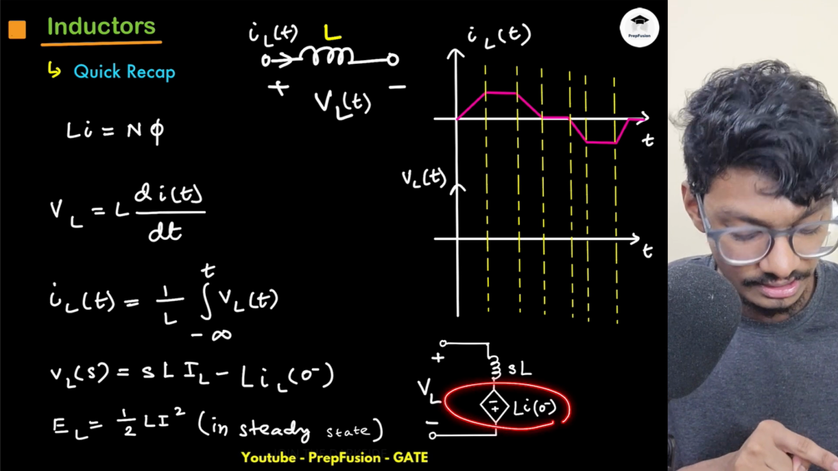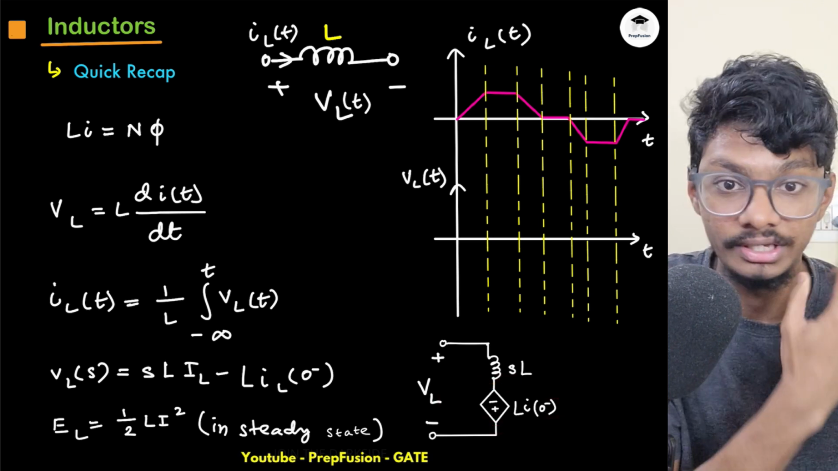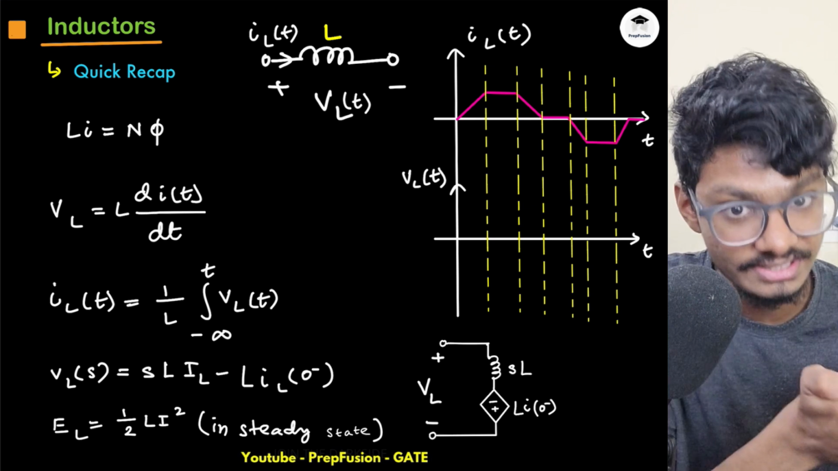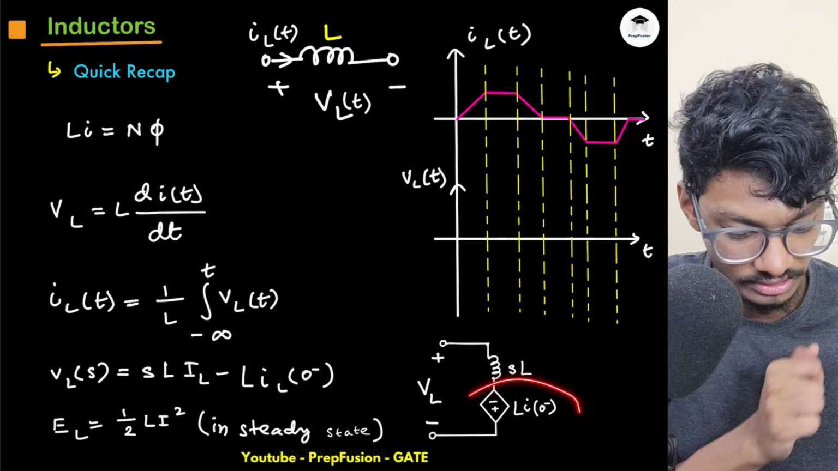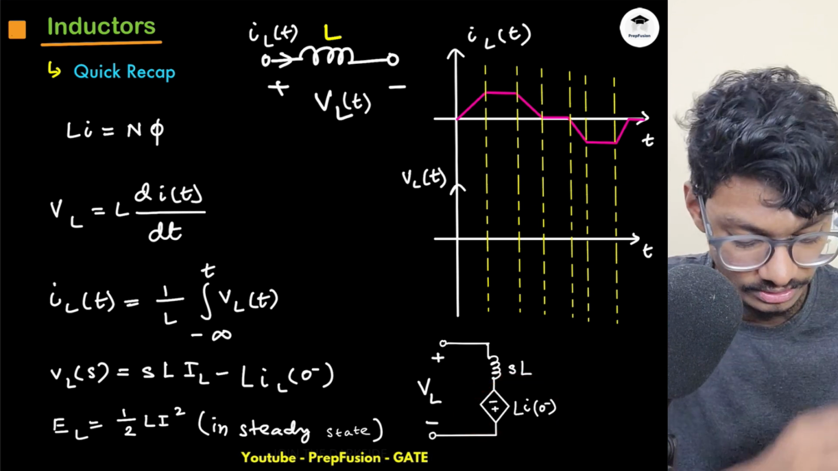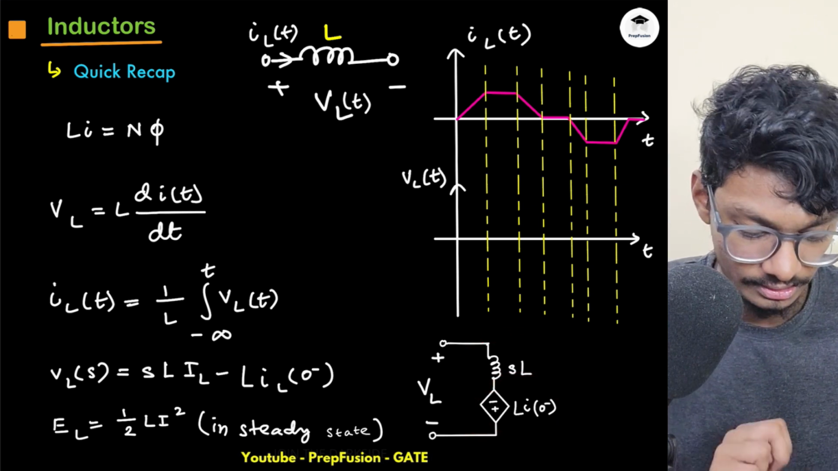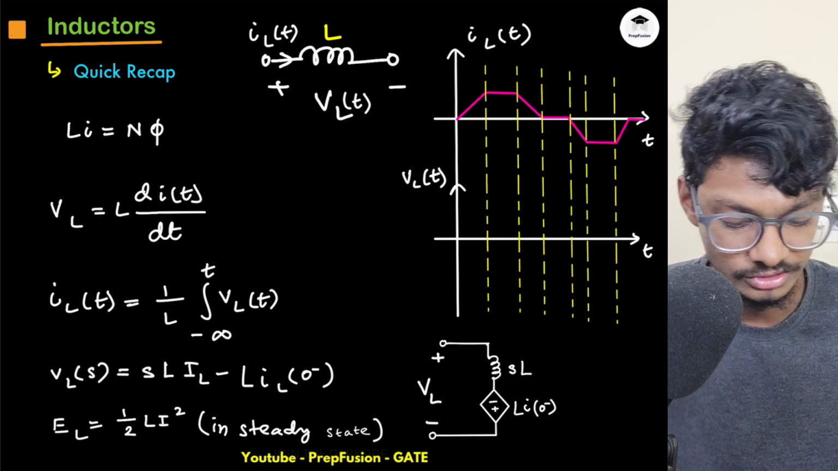And why does a voltage have to be developed? Because the inductor tries to keep its current the same, and by trying so it has to develop some voltage so that the current stays the same. That is this quantity of voltage. And this sL is simply the inductive impedance in the frequency domain.